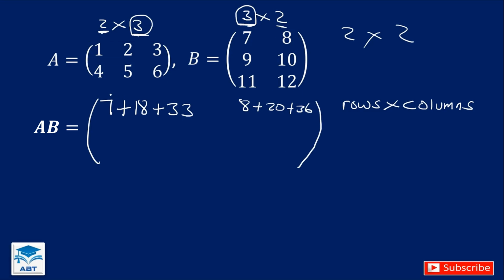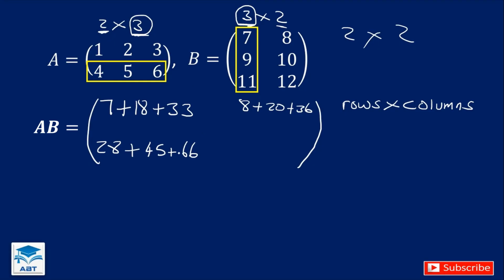And we select the second row of the first matrix, multiply it by the first column of the second matrix. That will be 4 times 7, which is 28, plus 5 times 9, which is 45, plus 6 times 11, 66. And we again multiply the second row of A by the second column of B. That will be 4 times 8, which is 32, 5 times 10, which will be 50, and 6 times 12, which will give us 72.